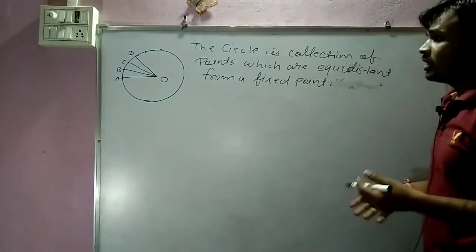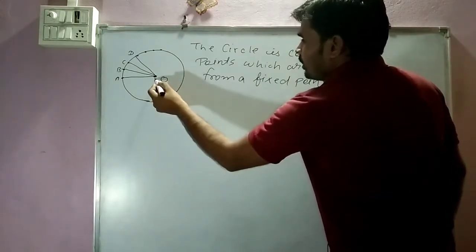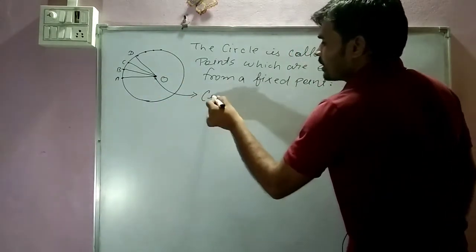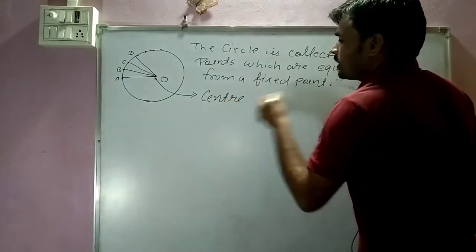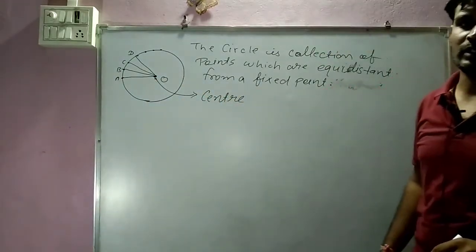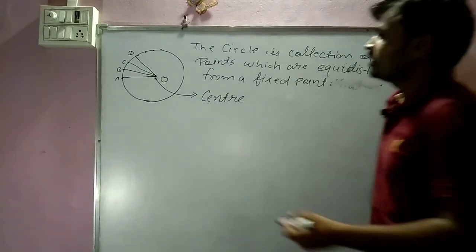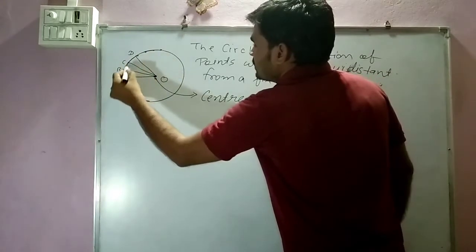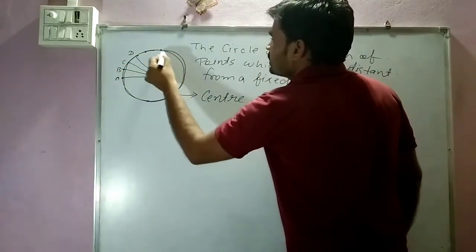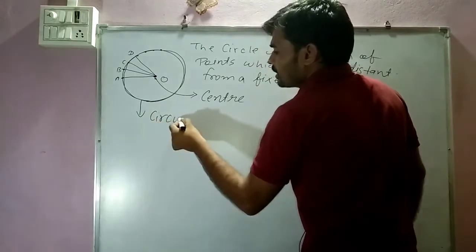Now what is this fixed point? This fixed point is called the center of the circle. Now another term associated with this circle: the distance around this circle is called the circumference of the circle.